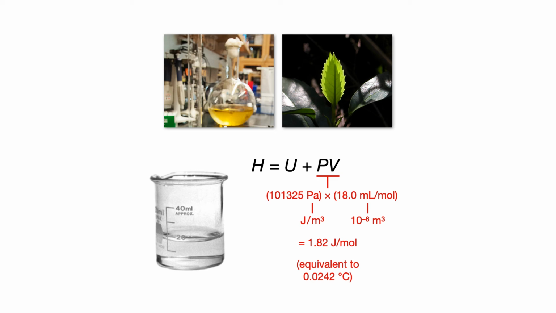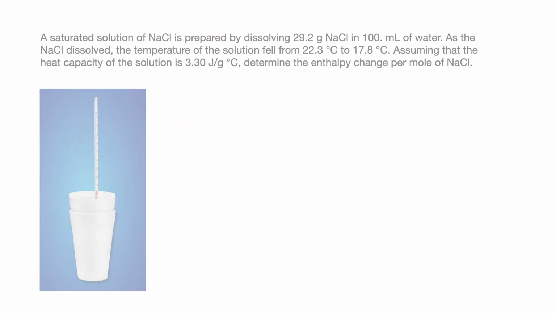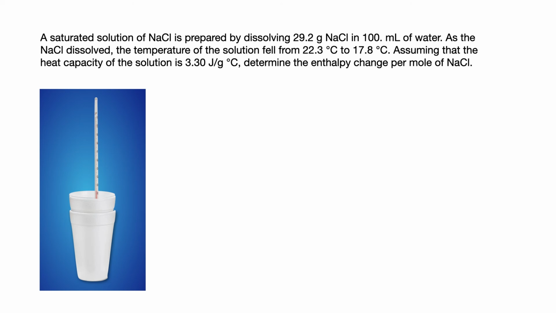So I wanted to show you an example of applying this enthalpy idea to an actual experimental measurement. And so I'm going to go back to a situation that I described in an earlier video where we're making a saturated solution of sodium chloride by dissolving 29.2 grams of sodium chloride in 100 milliliters of water. As the sodium chloride dissolved, the temperature of the solution fell from 22.3 degrees Celsius to 17.8 degrees Celsius. And then, assuming that the heat capacity of the solution is 3.30 joules per gram degree Celsius, this time we want to determine the enthalpy change of this dissolution per mole of sodium chloride.